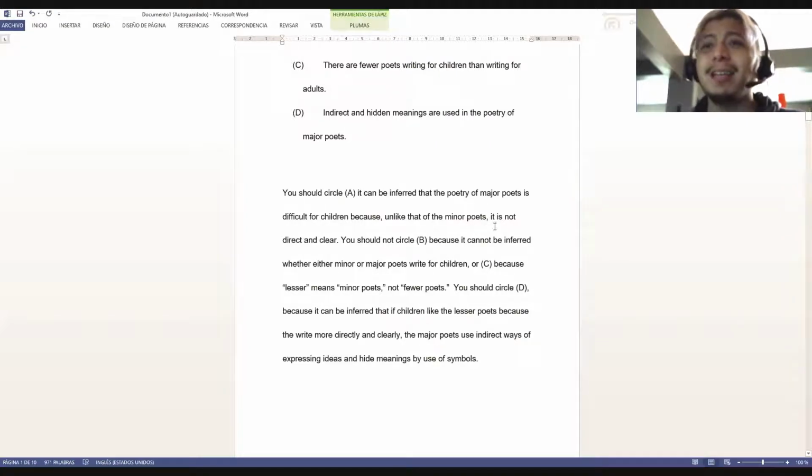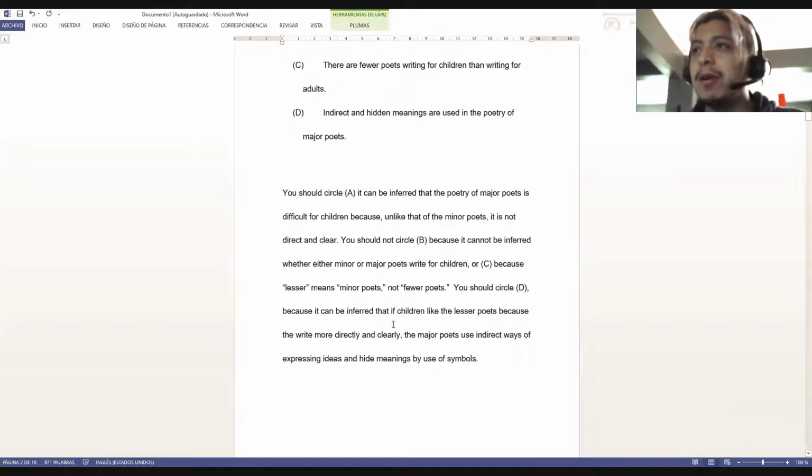I mean, they are not saying that it is for children. They are saying that they are more popular with children, but it's probably not meant to be by or for children, okay? C, because lesser means minor poets, not fewer poets, you shouldn't circle it. You never circle C because, again, lesser poets is the opposite of major poets. You're talking about status, not quantity. So you don't really know how many are writing for children or not. And plus, you don't even know if the lesser poets are really writing for children, or maybe the major poets are writing for children. I don't know. They never speak about that. And D, you should circle D. This was correct.